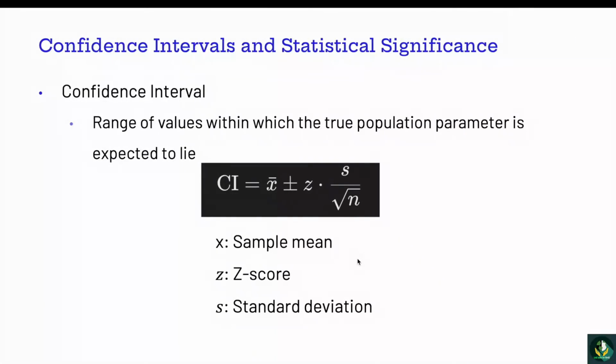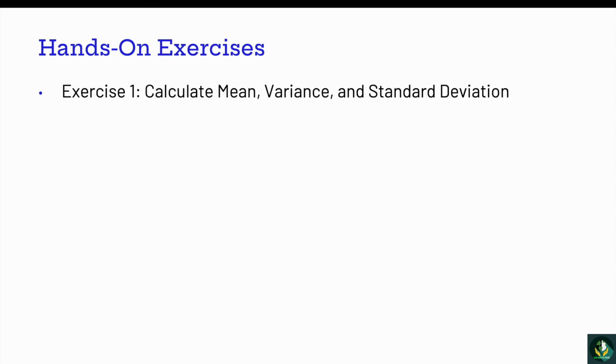Next, let's talk about statistical significance. A result is statistically significant if the p-value is less than the significance level, which is alpha equal to 0.05. So now that we have completed some of the basics and some understanding about confidence intervals and statistical significance, let's look into hands-on exercises. Our first exercise is to calculate mean, variance, and standard deviation. So if you've already followed along, you can skip this, but the objective here is to compute the basic statistic measures for a data set.